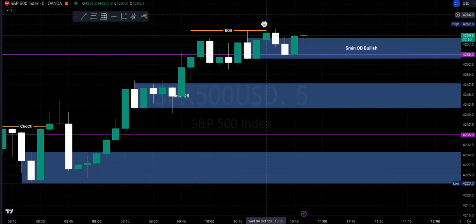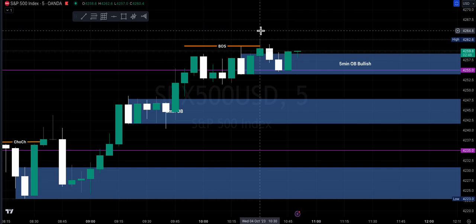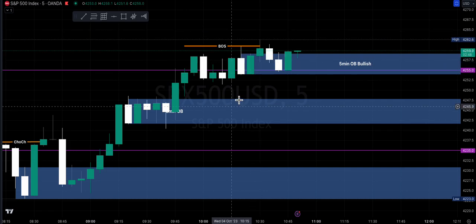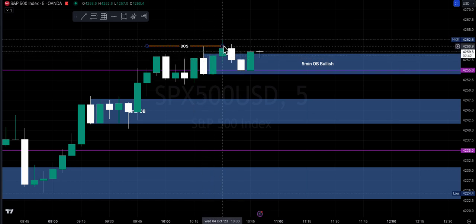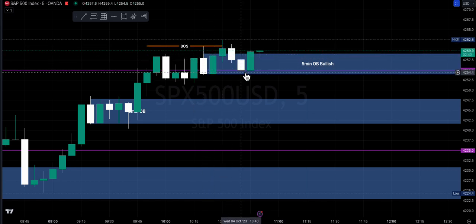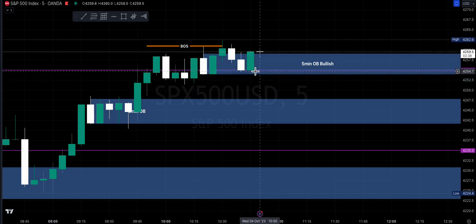So hopefully you understood how order blocks work. Right now, this is live. Price made a break of structure here. Price came back down to this order block, and now we're pushing up. So I usually take 10% profits, and then I target the next swing high.